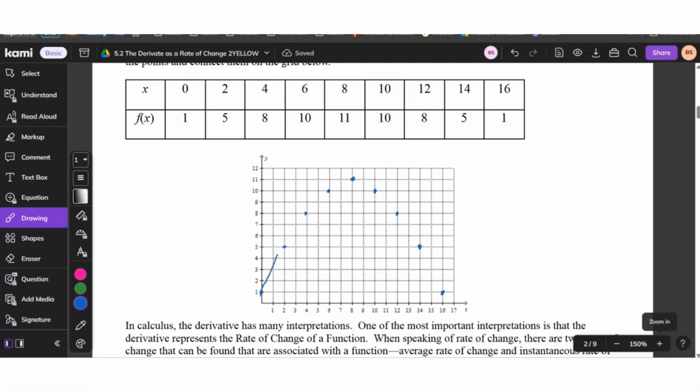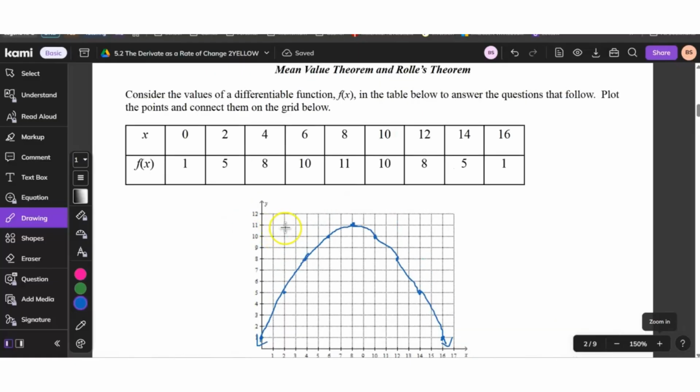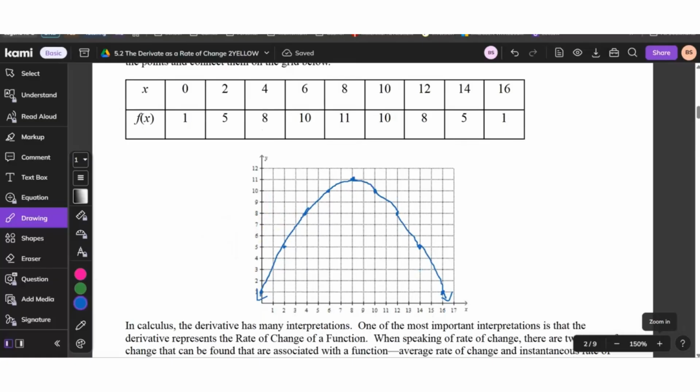What shape is that? That's not a triangle. It's a parabola. Do your best to sketch that in. Excellent. All right. We drew in the points. We connected them. We rock.